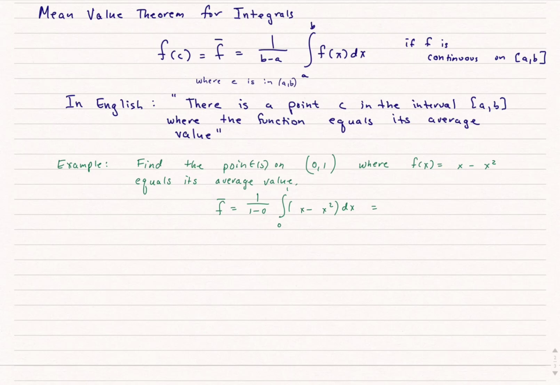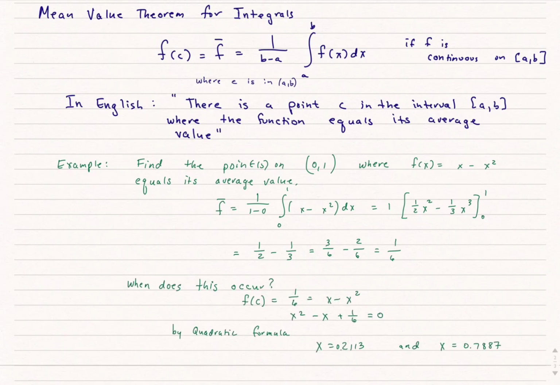The first thing we need to do is find that average value. And we do that by taking this integral and plugging in the limits 0 and 1. And we find that the average value is equal to 1/6. The question is, when does the function equal 1/6? To find out when that occurs, I plug in f of c equals 1/6, and I need to solve for x. I get the form x squared minus x plus 1/6 equals 0. I'll need to use the quadratic formula for that, and when I do, I find two values. x is equal to 0.2113 and x is equal to 0.7887.